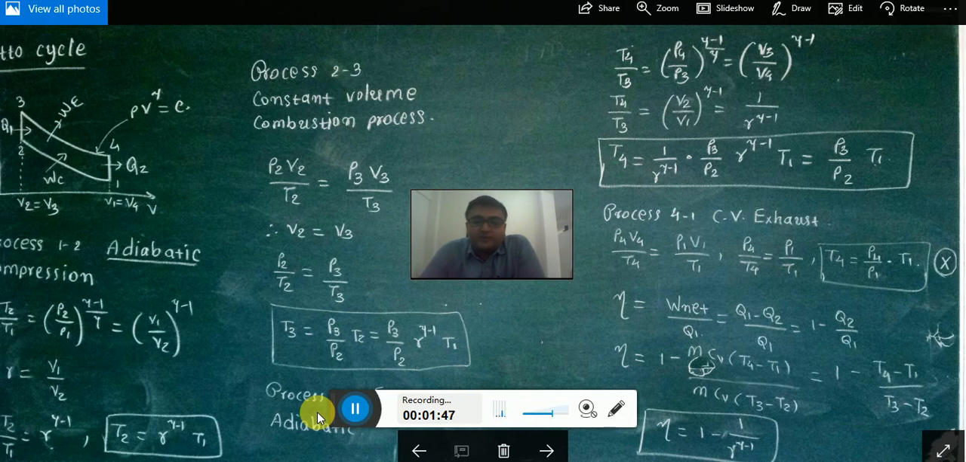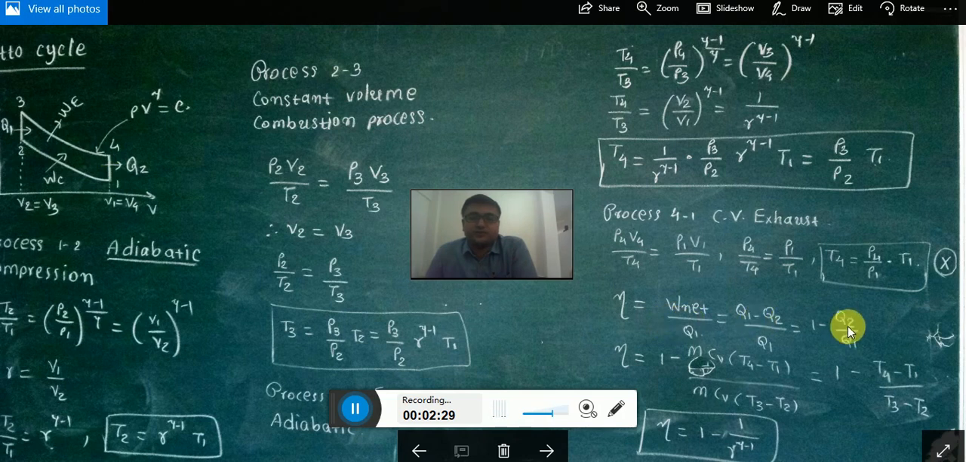But before we proceed further, let's have a glimpse of what we mean by efficiency. Efficiency is nothing but output divided by input, meaning work done by the system divided by heat input, and work done by the cycle is equal to the heat interaction of the cycle as per the first law of thermodynamics. So instead of W net, I am writing here Q1 minus Q2, and ultimately the equation is 1 minus Q2 divided by Q1. Now Q2 is the 4 to 1 process, which is constant volume process.